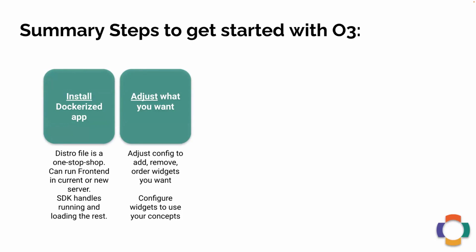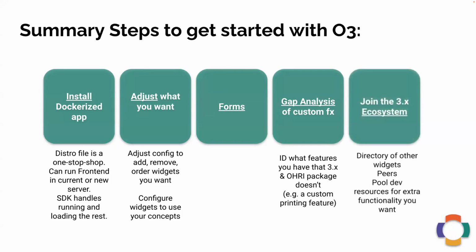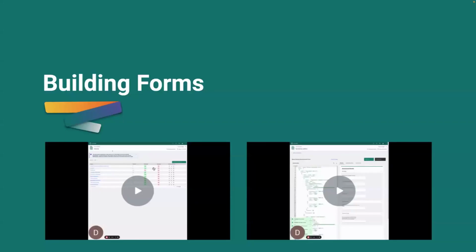The next step is to adjust things how you want. You might want to change some of the coloring, the logo, the ordering of things, and that is certainly encouraged. Forms we're going to talk about next. You will also need to do a gap analysis of any custom features that you've built that only you and your team are using. And, well, we encourage you to join the O3 ecosystem. There are many other organizations who are currently trying to work together to create extra functionality. And again, we're going to learn more about that tomorrow.